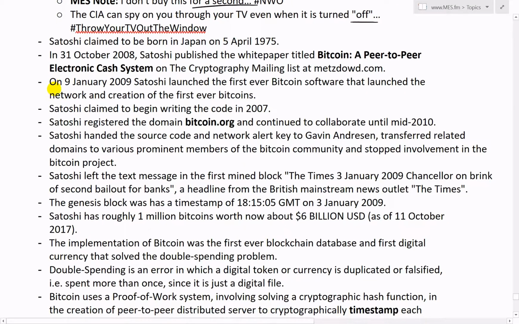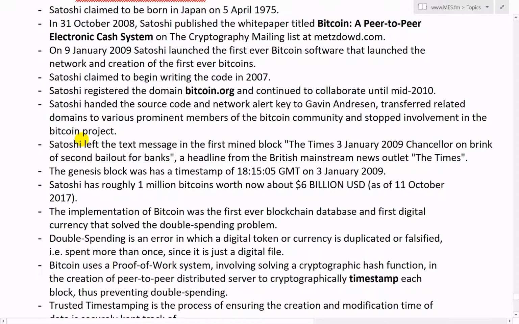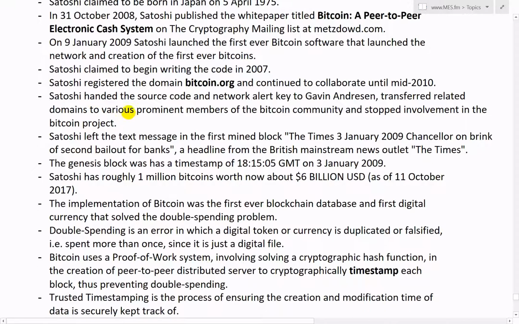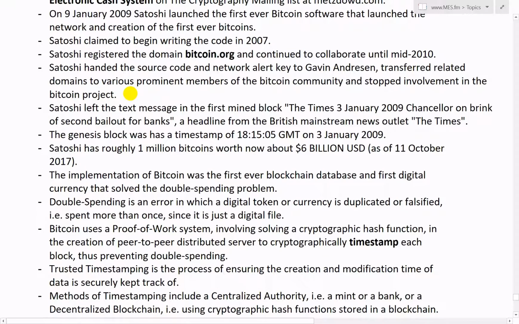On January 9, 2009, Satoshi launched the first ever Bitcoin software that launched the network and the creation of the first ever bitcoins. Satoshi claimed to begin writing the code in 2007. Satoshi registered the domain bitcoin.org and continued to collaborate until mid-2010. Satoshi handed the source code and network alert key to Gavin Andresen, transferred related domains to various prominent members of the Bitcoin community, and stopped involvement in the Bitcoin project.